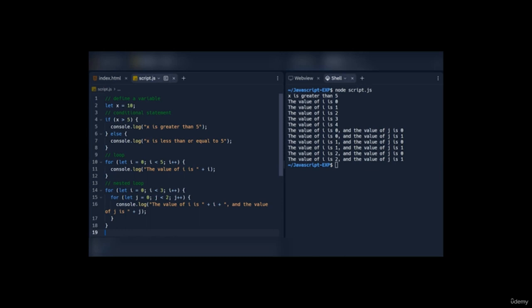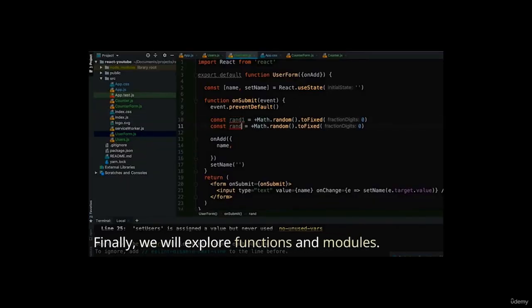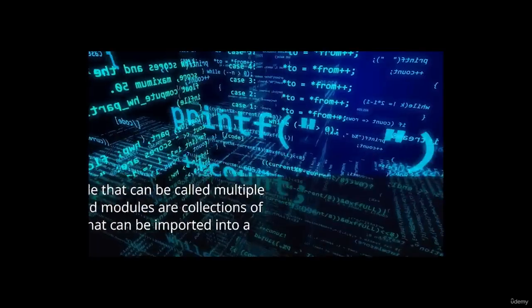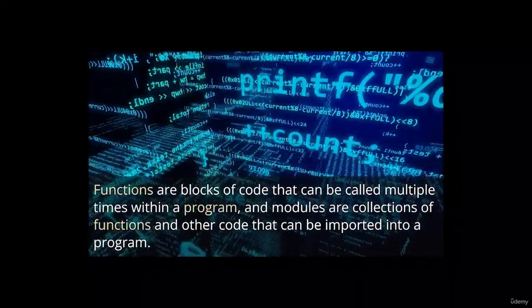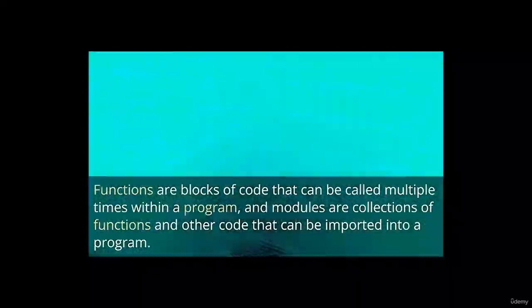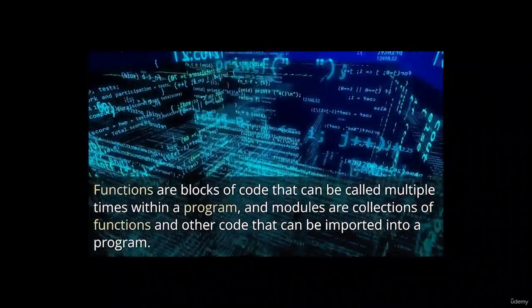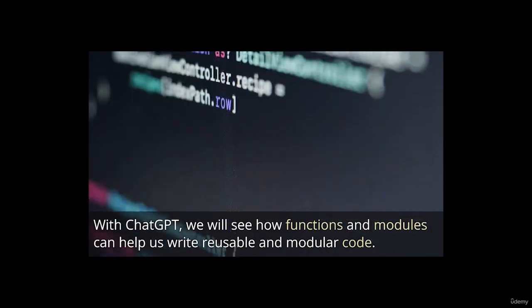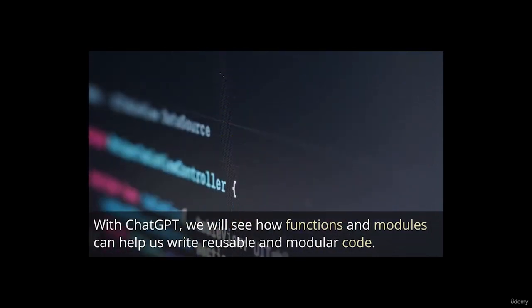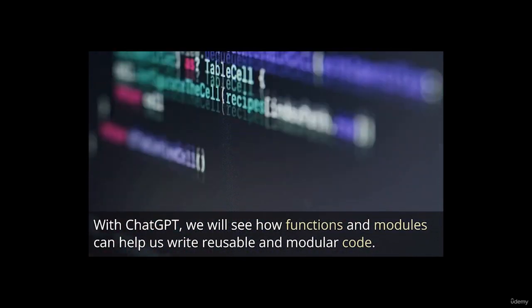Note that in JavaScript, we use curly braces to group together multiple statements that should be executed together in a conditional statement or loop. Finally, we will explore functions and modules. Functions are blocks of code that can be called multiple times within a program, and modules are collections of functions and other code that can be imported into a program. With ChatGPT, we will see how functions and modules can help us write reusable and modular code.